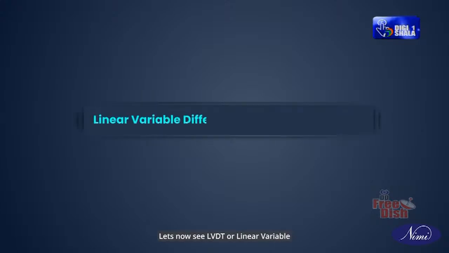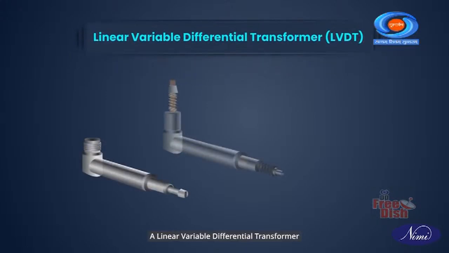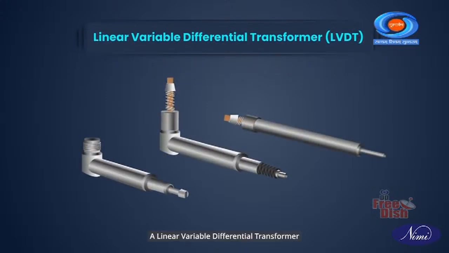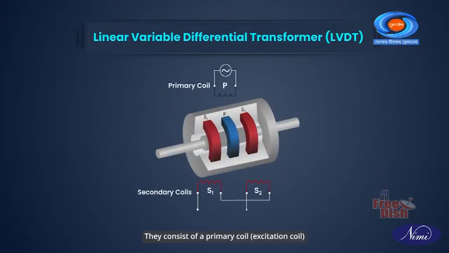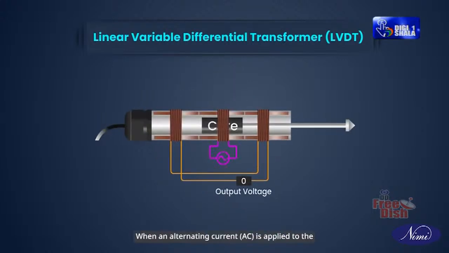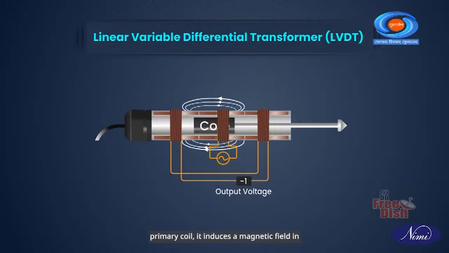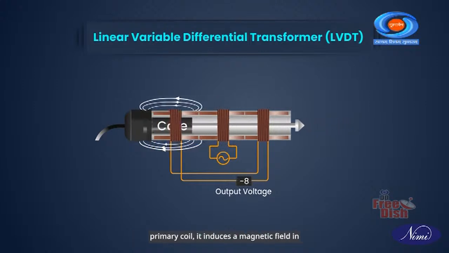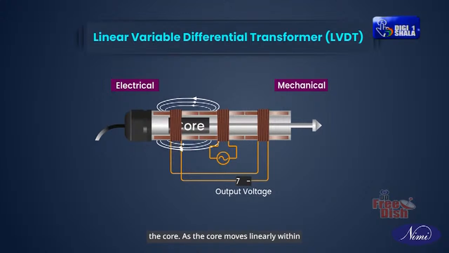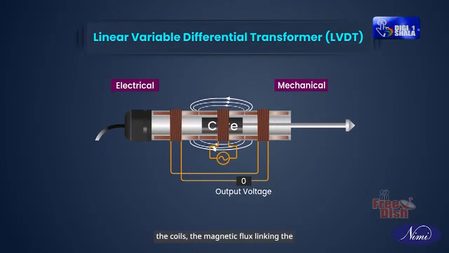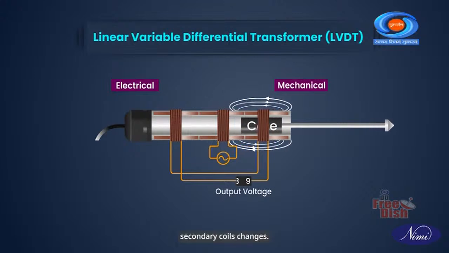Let's now see LVDT or Linear Variable Differential Transformer. A linear variable differential transformer or LVDT is a type of transducer used to measure linear displacement or movement. They consist of a primary coil and two secondary coils wound on a hollow cylindrical core. When an alternating current or AC is applied to the primary coil, it induces a magnetic field in the core. As the core moves linearly within the coils, the magnetic flux linking the secondary coils changes.